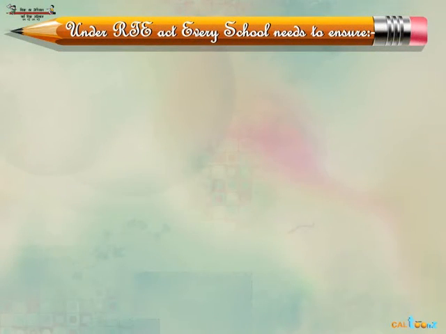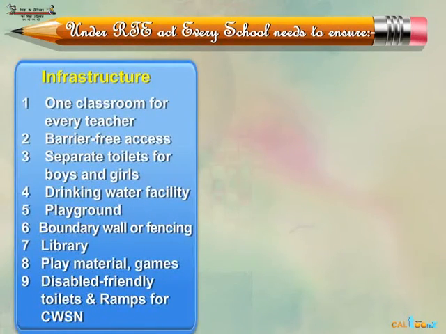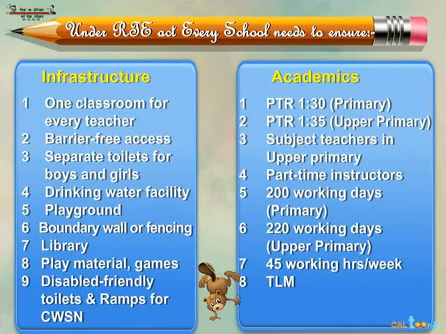Under the RTE Act, every school needs to ensure two things: infrastructure and academic support. Under infrastructure, the school must have one classroom for every teacher, barrier-free access, separate toilets for boys and girls, drinking water facility, playground, boundary wall or fencing, library, play material and games, and disabled-friendly toilets and ramps for children with special needs.